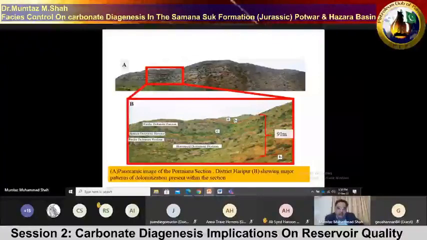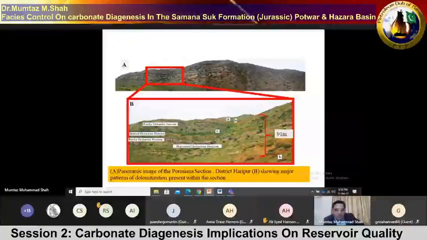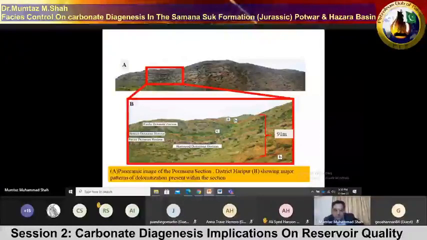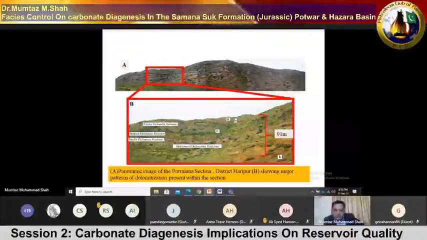Some patchy dolomites, which are also termed burrow-filling dolomites, can be seen over here. We can see that the isolated burrows are being filled by this brownish color dolomite, which can be seen over here as well in the cut section, and that represents the presence of this dolomite in isolated burrows.